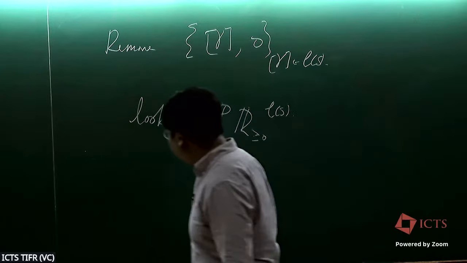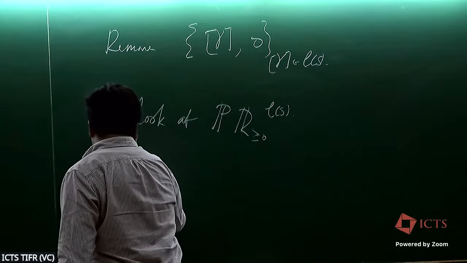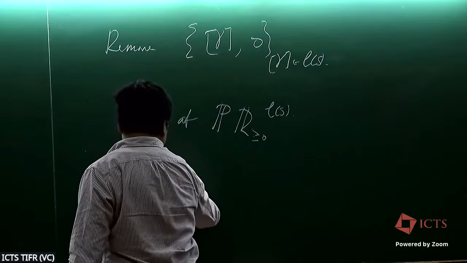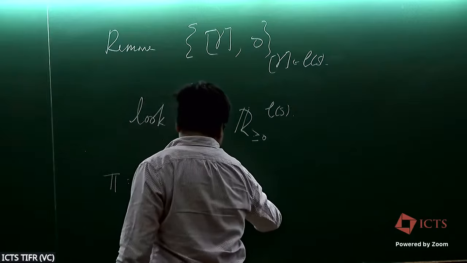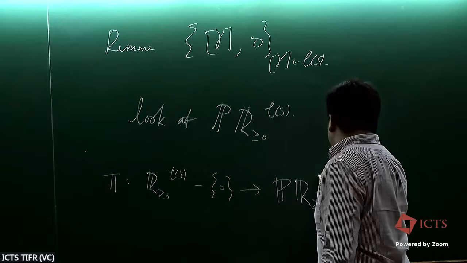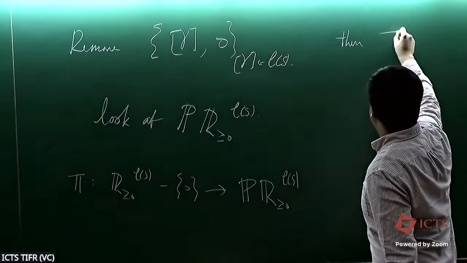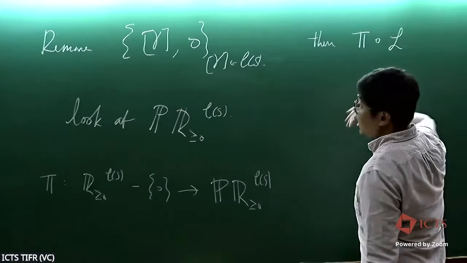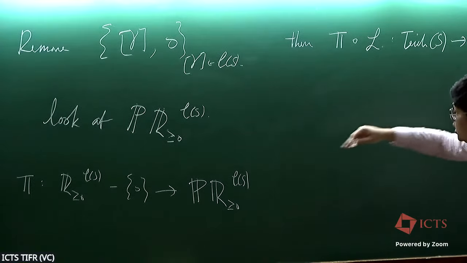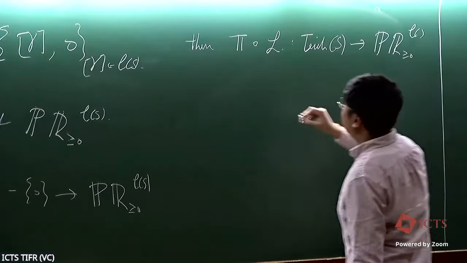Okay, so what Thurston furthermore showed, if I have this and I have a natural map, I use pi again, which takes me from this length spectrum space, minus the 0 element, into this projectivized length spectrum space. If I do that, then it turns out that the composition of pi with L, so this takes me from Teichmüller space to this projectivized space, this too is injective.